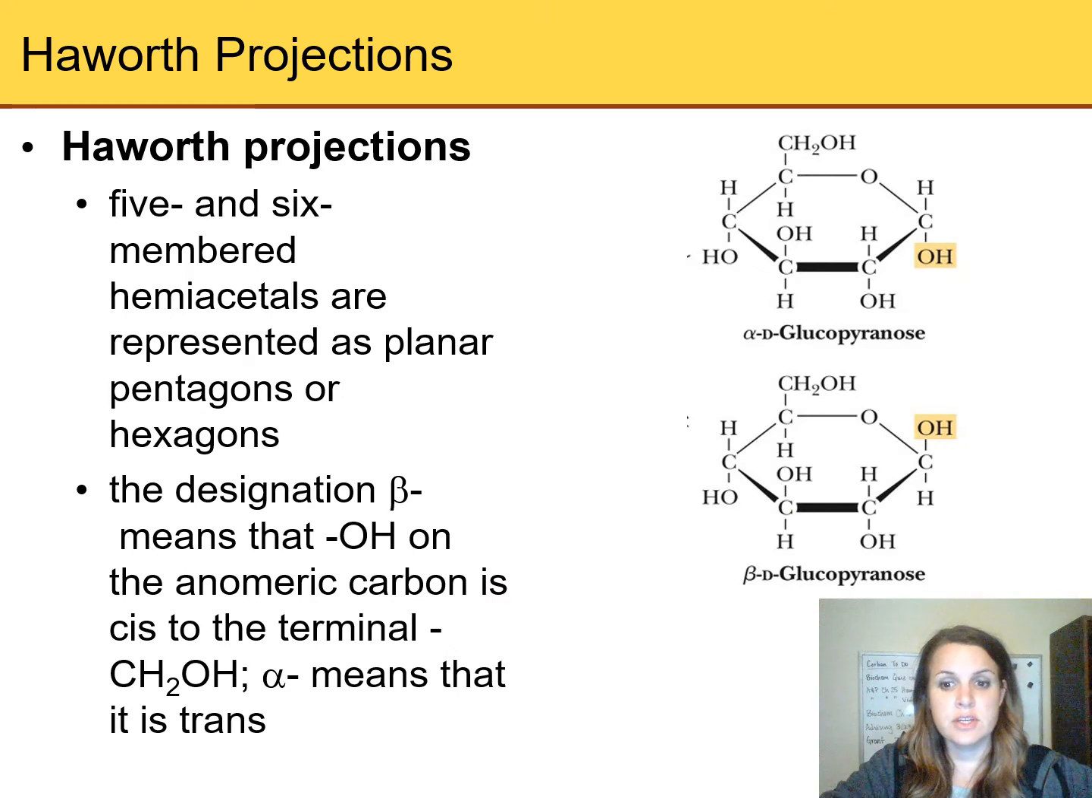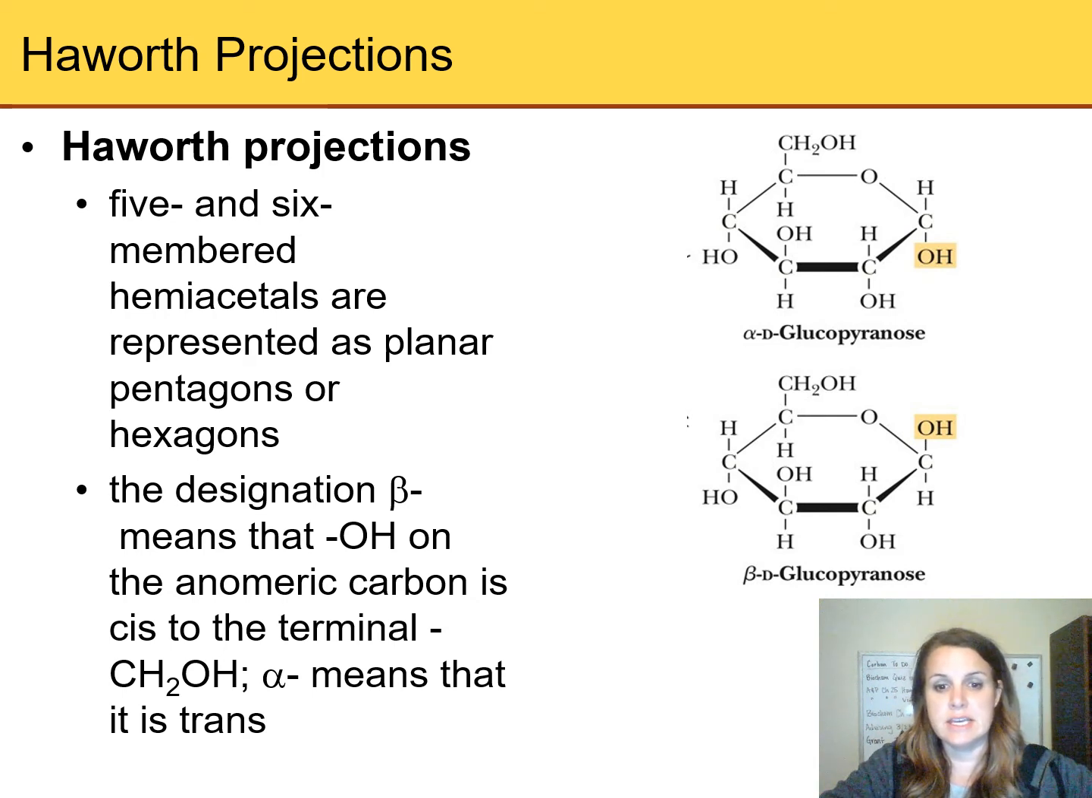So I have another video for you to watch, and basically what it does is it shows you how to convert between a Fischer projection and a Haworth projection. A Haworth projection is either a 5 or 6 membered hemiacetal ring that's represented either as a planar pentagon or hexagon. And we see these designations beta and alpha again.